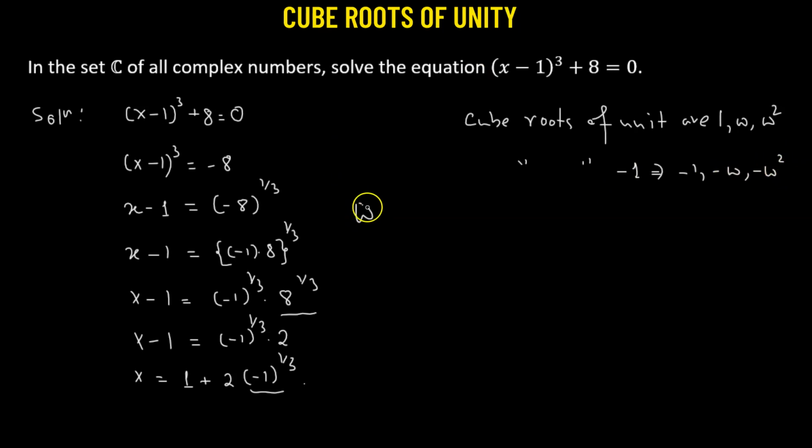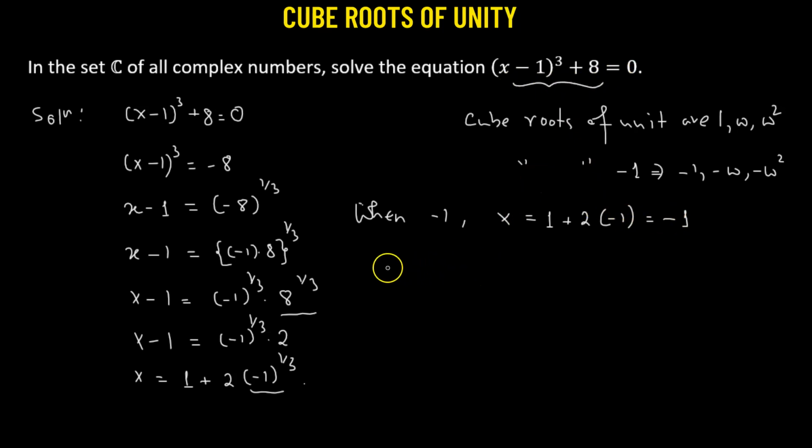So when one of the roots is −1, then in that case the value of x will be 1 + 2 times, so in place of (−1)^(1/3), that means the cube root of −1, we will replace with −1. So this is going to give us −1. So this is going to be one solution to this particular equation.